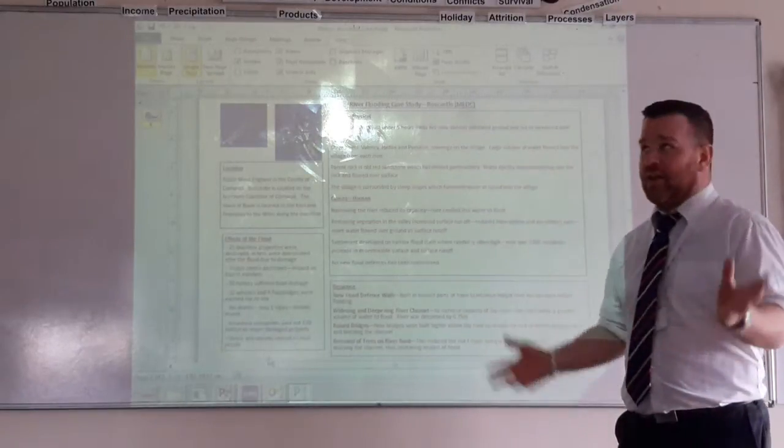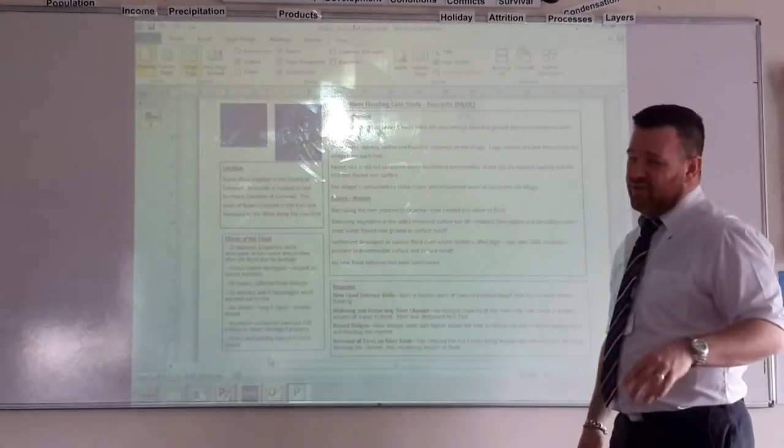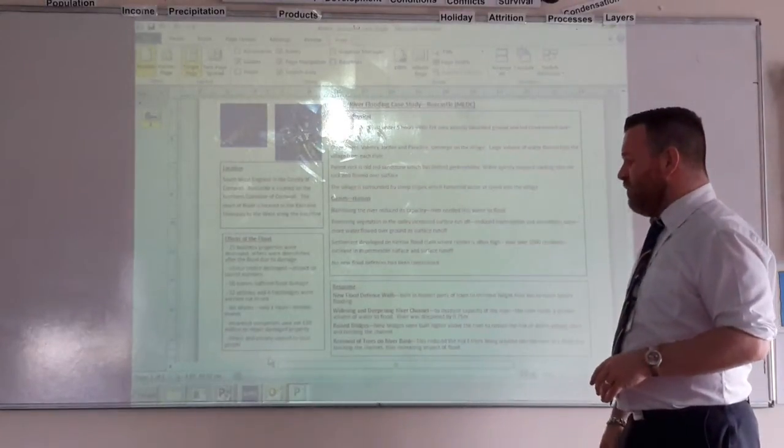Some, I think it's like 2 or 3 helicopters were called out as well. You could get that in there. The response, 4 key things to remember, 4 key things to focus on for Boscastle.